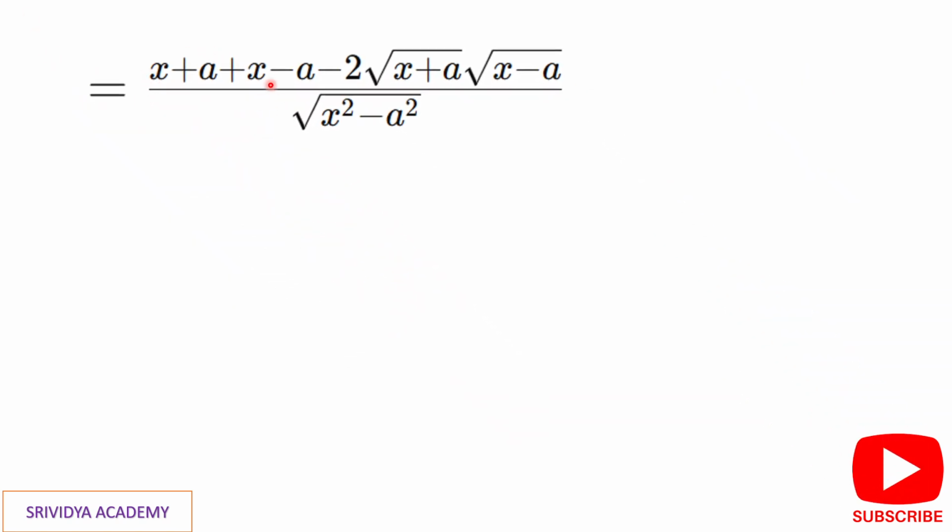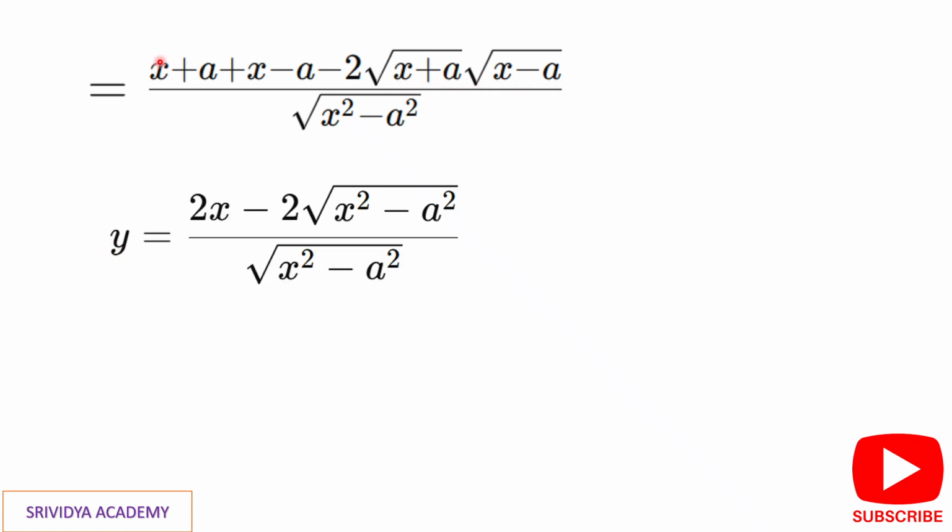Now x plus x is equal to 2x and a minus a is equal to 0, and root of x plus a into root of x minus a is nothing but root of x square minus a square. That is, y is equal to x plus x, 2x, and a is eliminated, minus 2 as it is, and root of x plus a into x minus a. We know that x plus a into x minus a is x square minus a square, divided by root of x square minus a square as it is.